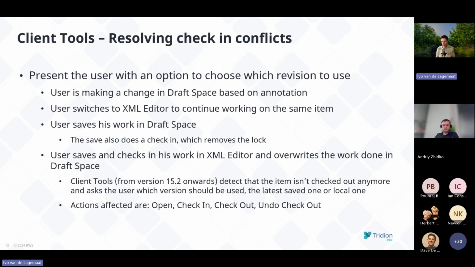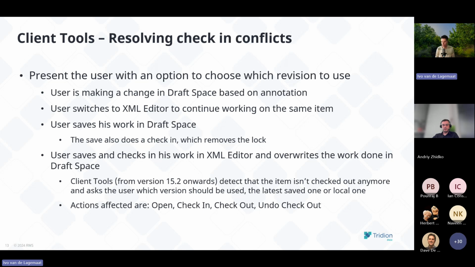So from 15.2 onwards, we have a better mechanism for detecting it, and also showing it to the user is a way to help guide them on which version to use. We don't do anything like a three-way merge, where you make a modification in DrawSpace, another in the XML editor, and we merge it, and voila, you have your merged content. That is very hard to do with XML, because XML also needs to be validated according to a DTD. So how do we do the merging?